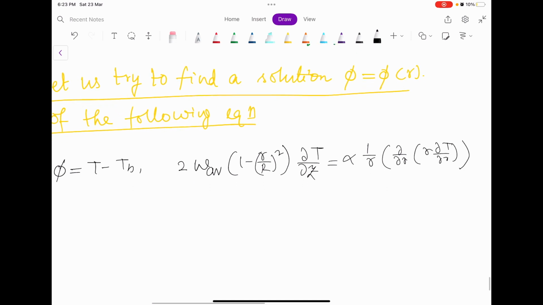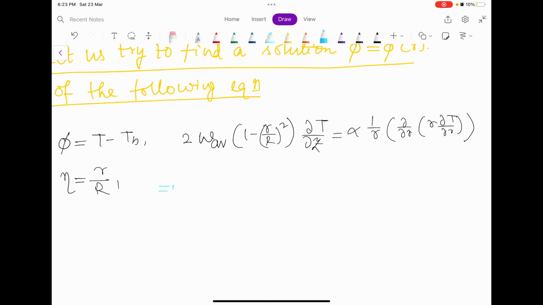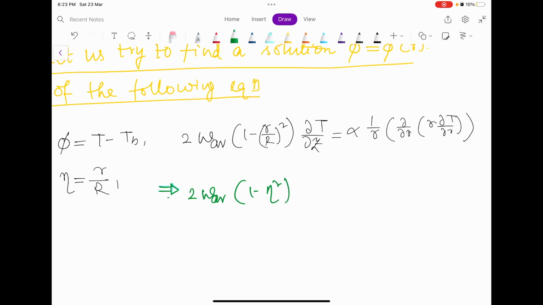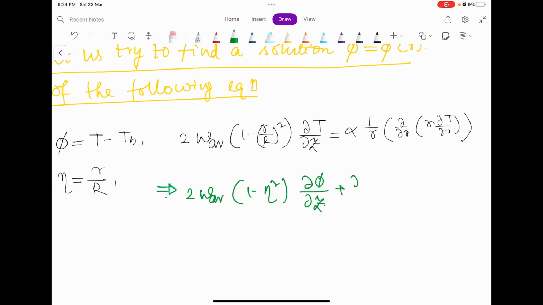Okay, now here I define phi equal to t minus tb and eta equal to r by R. So then this equation becomes, I have done these types of transformations ample times, so I will not do it again. So this will be 1 minus eta square, so del t del z. So you can see that tb is not, so okay, here it will be del phi del z, plus del tb del z, right?